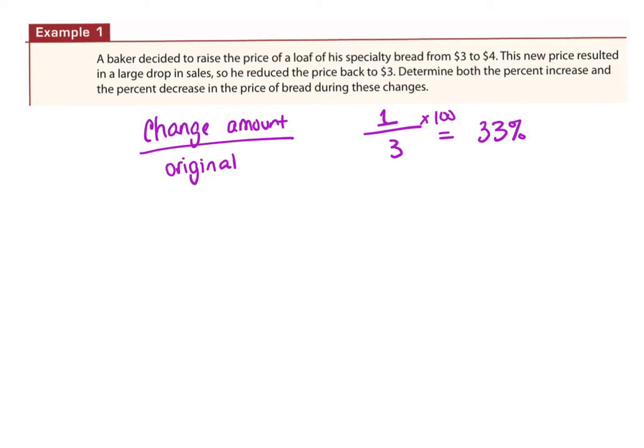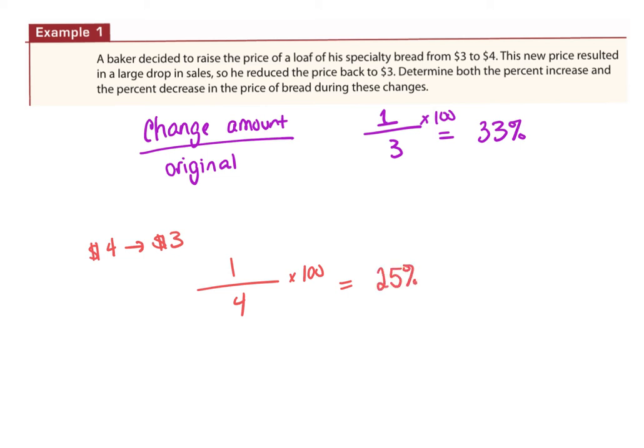Well, then he wanted to change it back. So he went from $4 to $3. Is this a 33% drop? All right, so how much was the change amount? From 4 to 3, how much is it? Just 1. What was the original amount? 4. All right, that is going to be 25%.